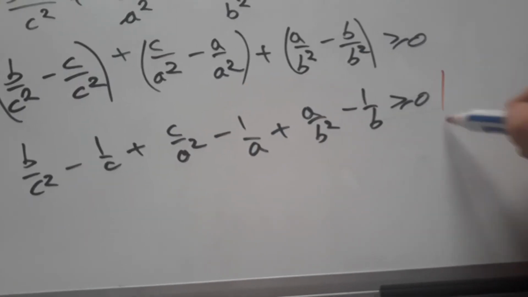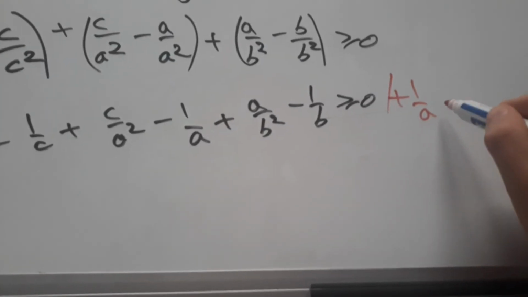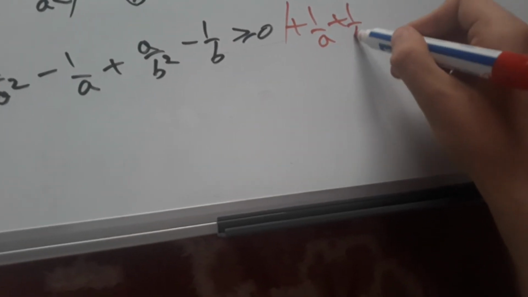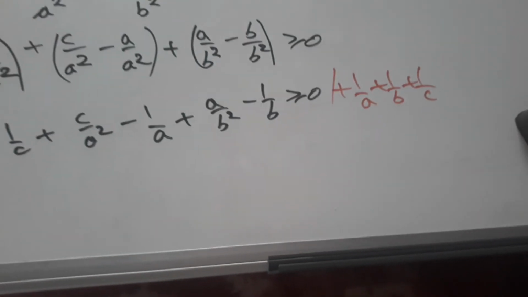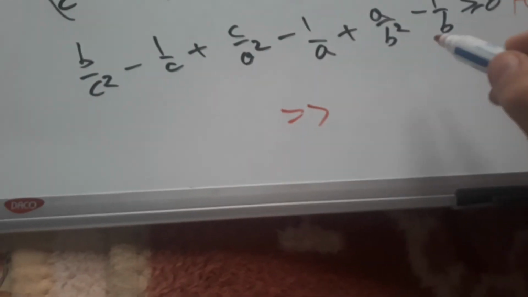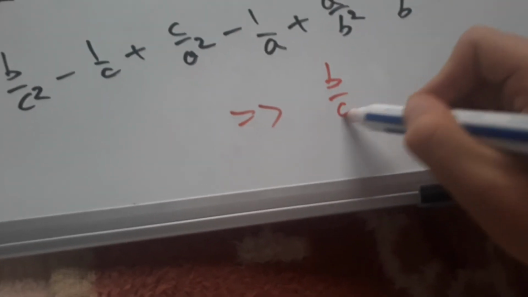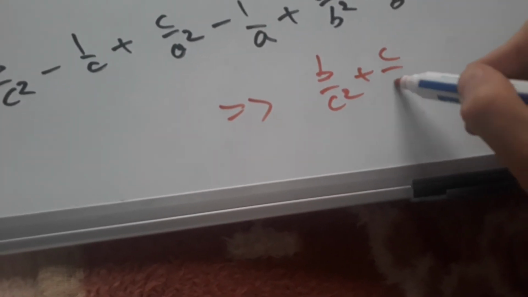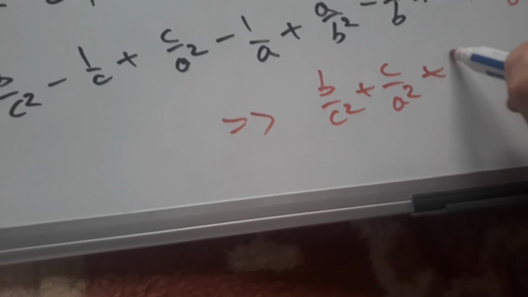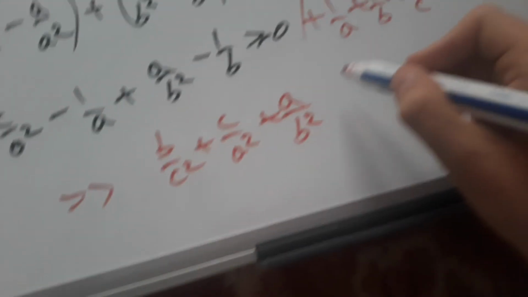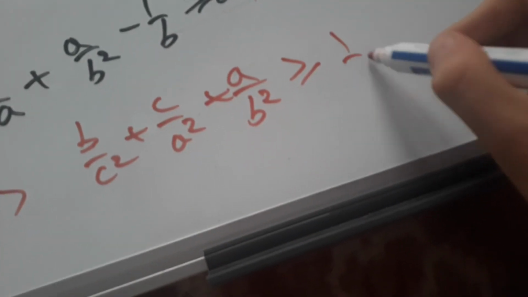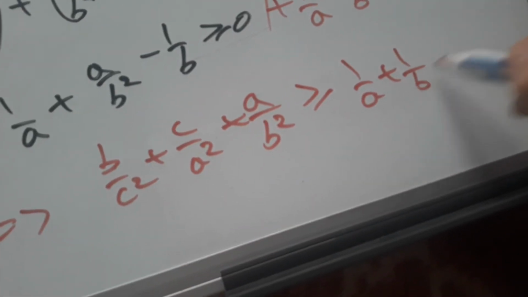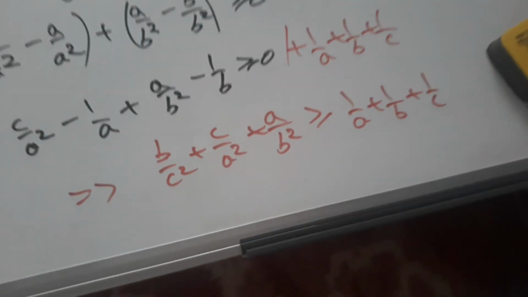Now here we can add plus 1 over a plus 1 over b and then plus 1 over c, because we will have to prove that b over c² plus c over a² plus a over b² is greater than or equal to 1 over a plus 1 over b plus 1 over c.